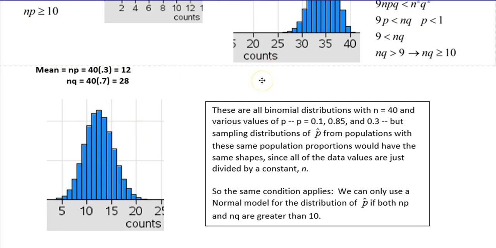Now, these are all binomial distributions, but remember that sampling distributions of p hat from populations with these same population proportions would have the same shape, since all of the data values are just divided by a constant n. And when you divide by a constant, it does not change the shape of the distribution. It just changes its center and its spread. So the same condition applies. We can only use a normal model for the distribution of p hat if both np and nq are greater than or equal to 10.